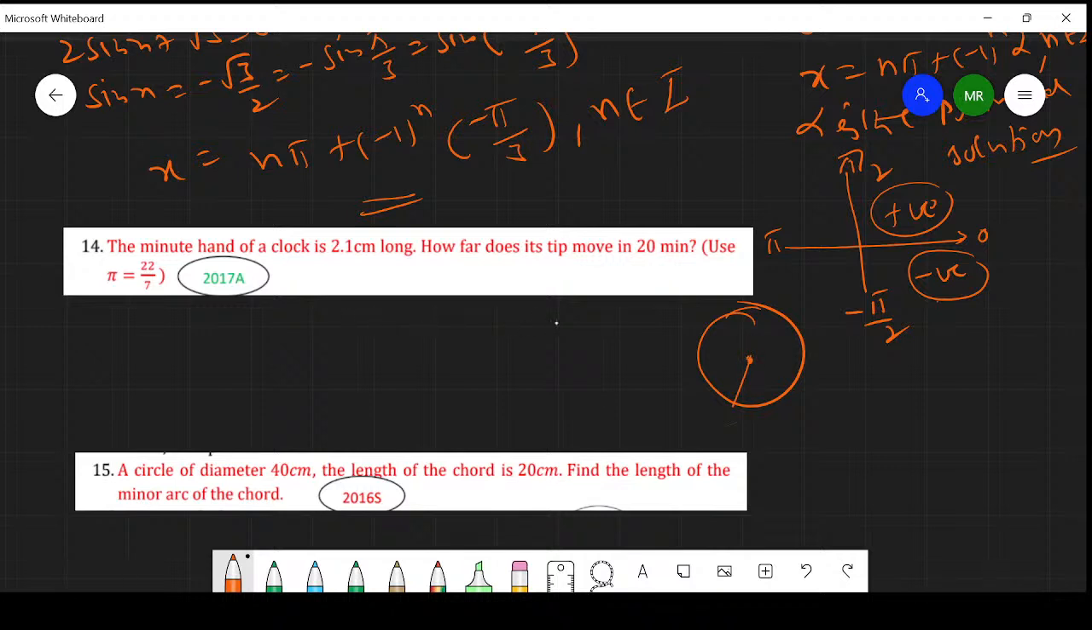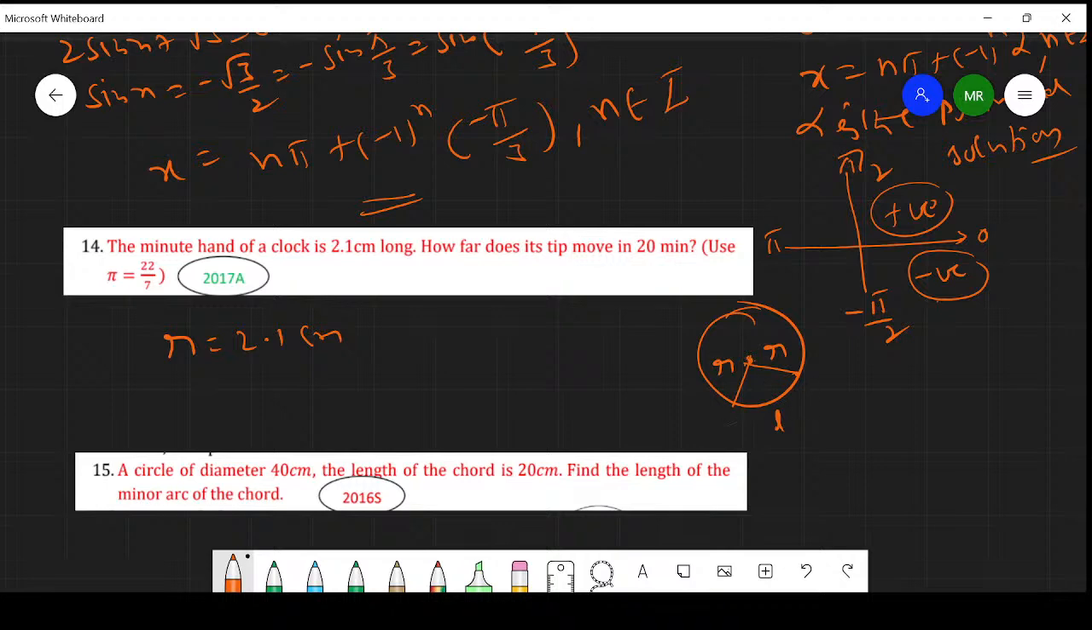The minute hand is considered the radius. Let r be equal to 2.1 centimeter, the given radius. The tip moves in 20 minutes. I don't know exactly the time here, for example, I have written like this, something like this roughly. So this is the radius, in the clock, right? This is the length of the arc.